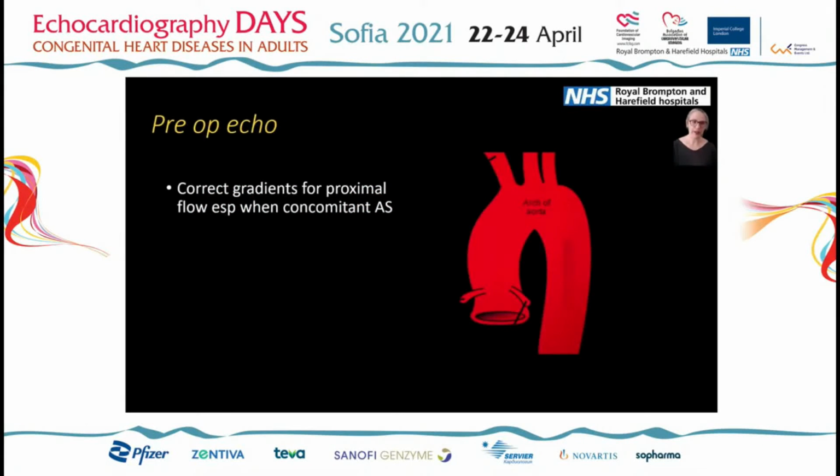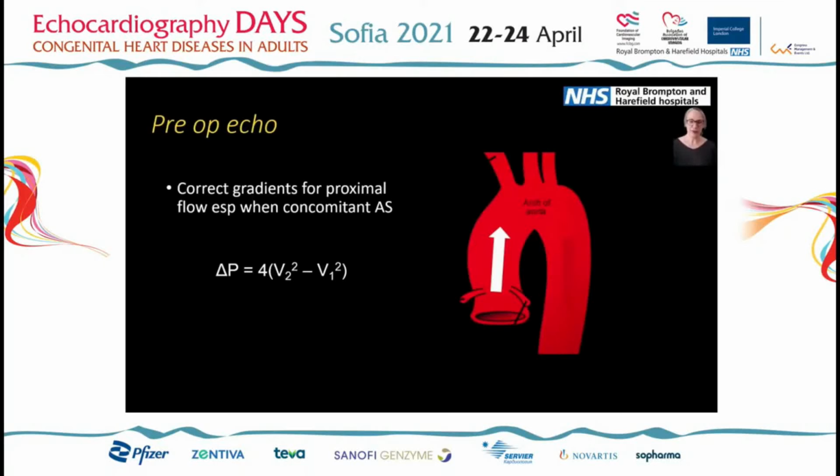Now, on a preoperative echo, we need to correct those gradients for proximal flow, especially when there is coexisting or concomitant aortic stenosis. So this is when we need to apply that information from the Bernoulli equation, and we might need to correct our V1 velocity. So take, for example, the situation where you've got a patient who has a bicuspid aortic valve with severe stenosis and a coarctation.